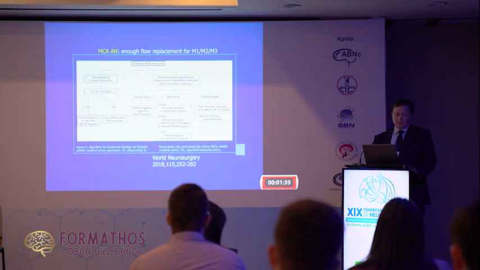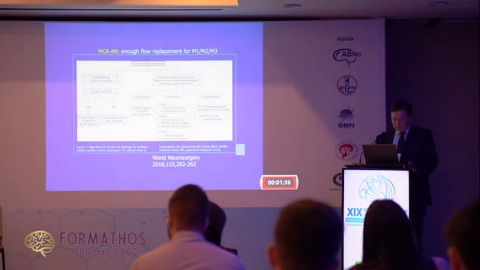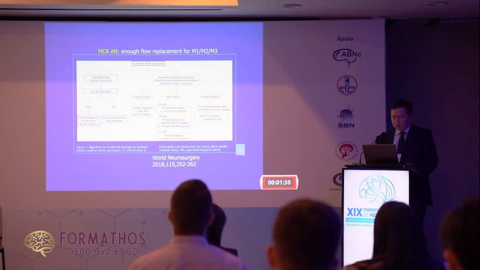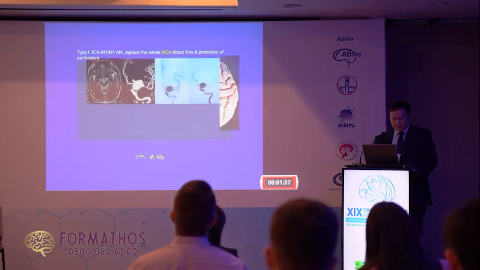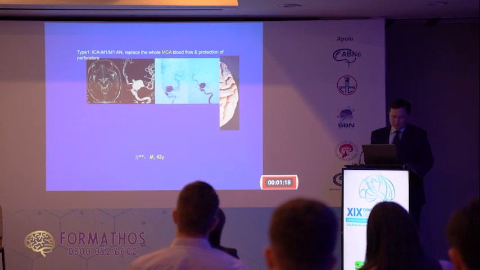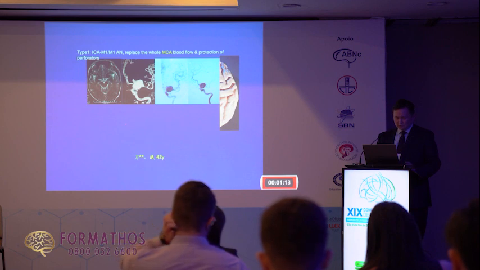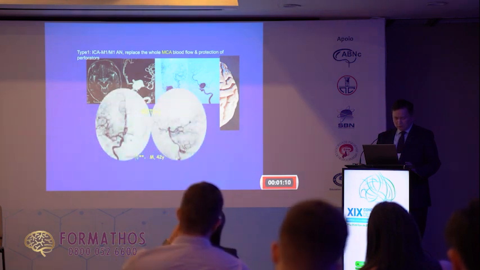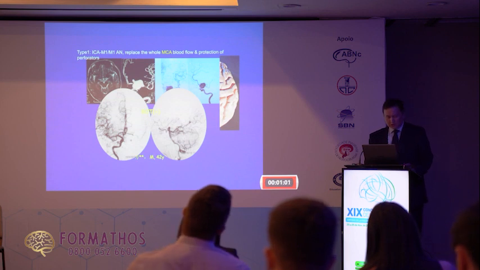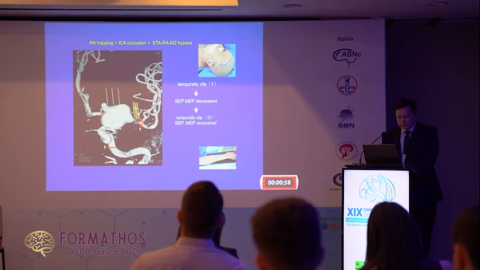For the MCA giant aneurysms, still the biggest challenge for the neurosurgeons, because how to protect the perforators in M1 segment was the most challenging work. So this is our strategy published in World Neurosurgery 5 years ago. So this is type 1, the ICA terminal segment to M1 giant aneurysm. So the whole MCA blood flow should be replaced and to protect the perforators. This is a balloon occlusion test. It's positive. So this is our strategy.